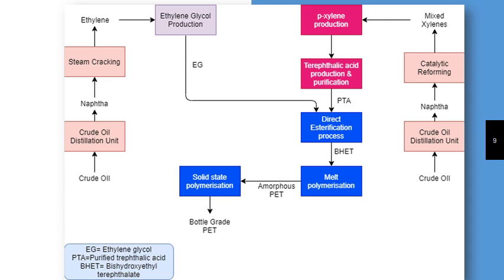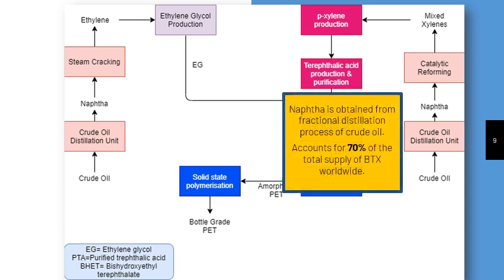So we have finished the left path, and we continue to the right path of the PFD. Same as the left path, naphtha is obtained from fractional distillation of crude oil, and it accounts for 70% of the total supply of BTX worldwide, where BTX stands for benzene, toluene, and xylene. This naphtha performs catalytic reforming to produce mixed xylene.